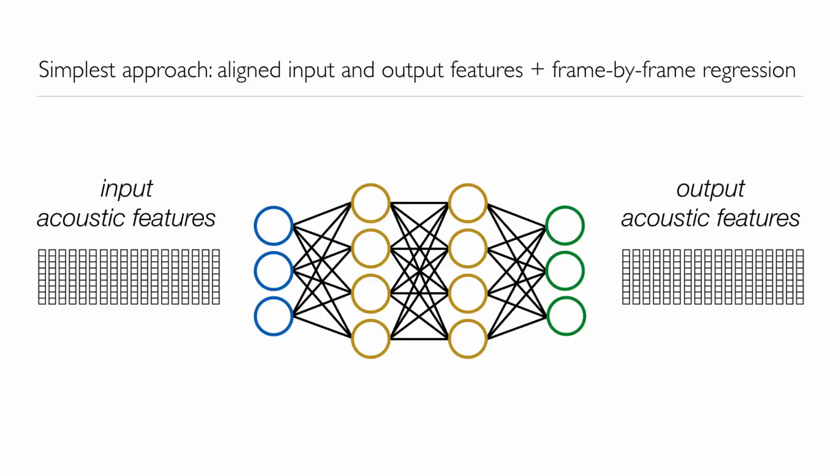So here is a diagram of how to do voice conversion. This is a very simple approach, frame by frame, using a feed-forward neural network. The input is the acoustic feature. The output is the corresponding aligned output feature. During training, we can do frame by frame regression. At runtime, given one frame as the input, we just predict the corresponding one frame output. This is done frame by frame. We do not consider the context information.